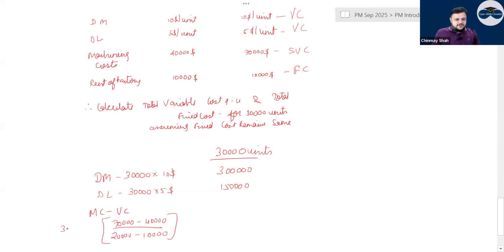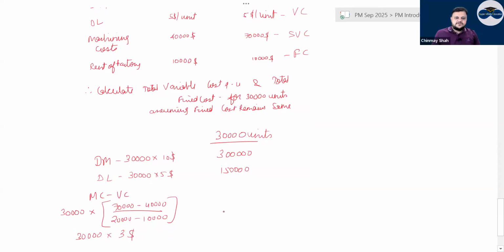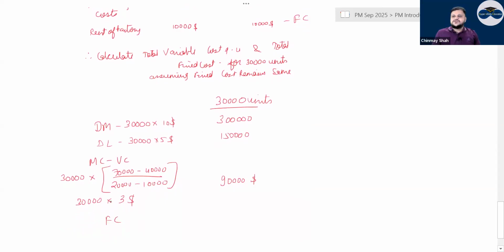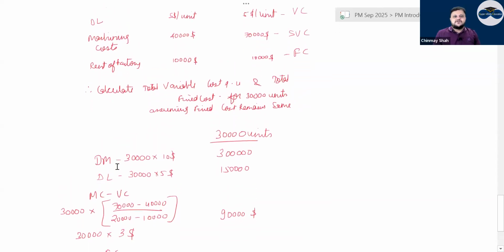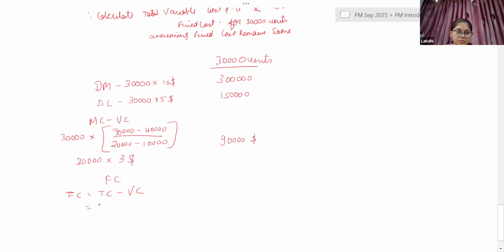So whatever 30,000 you have to do into what is the variable cost? बोलो. $3. 30,000 into $3. तो कितना हो गया बाबा? Tell me. 90,000. Correct. Now how much is the fixed cost in machining cost? Sir, fixed cost how do we find? Sir, total क्या था? Tell me. Semi variable cost is how much at 10,000 units? Tell me. Wait, I have to find fixed cost is equal to what? Total cost minus variable cost. Total cost कितना है? Total semi variable cost at 10,000 units how much? बोलो बोलो. 40,000.